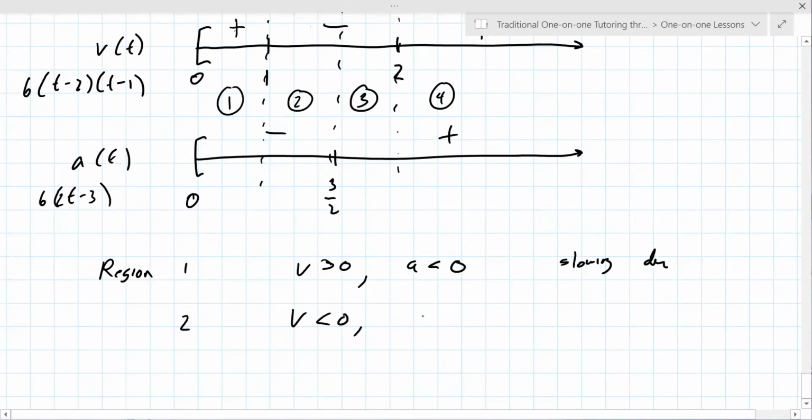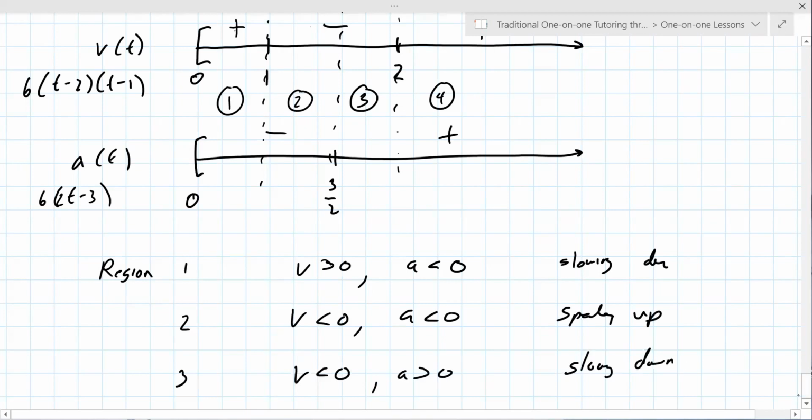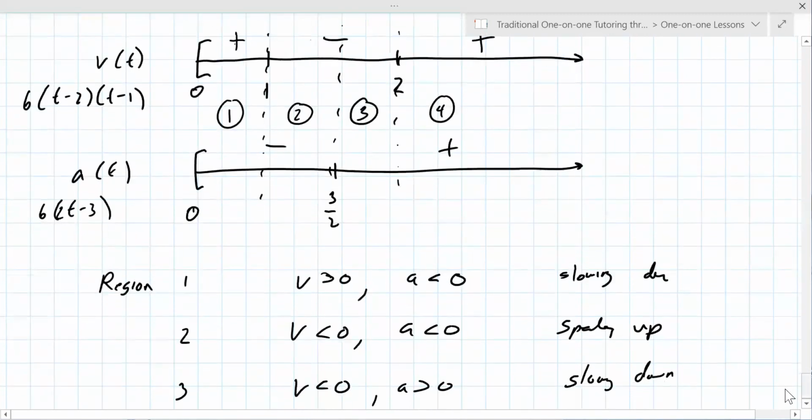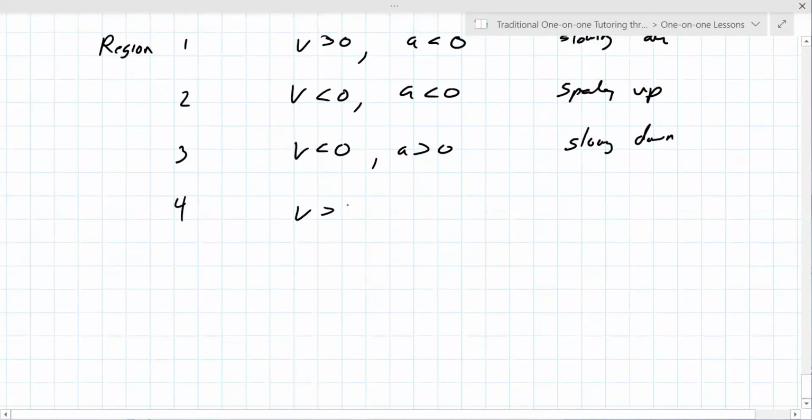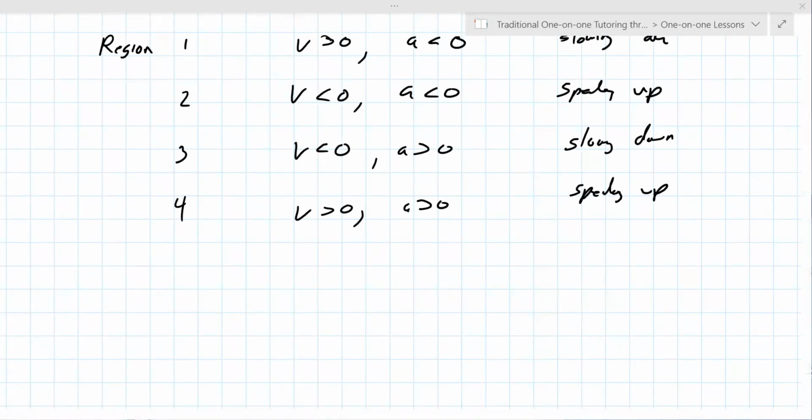Velocity is negative and acceleration is negative. Yeah, it's speeding up. Region 3 is negative, positive, so slowing down. And then region 4, positive and positive, so it's speeding up. So it's actually the same analysis as a graph. I think the graph's a little easier. Okay. Great. Okay, let's look at something else here.